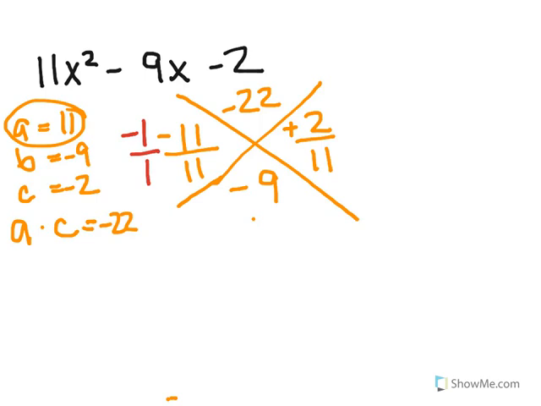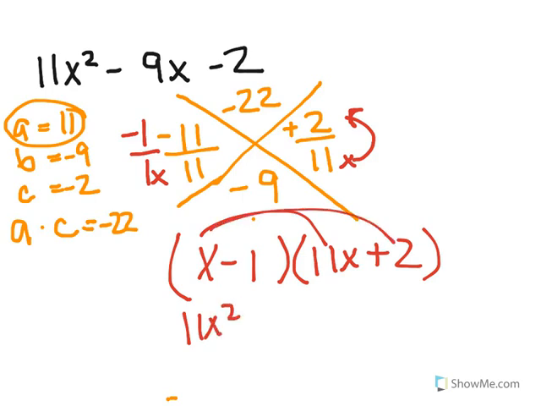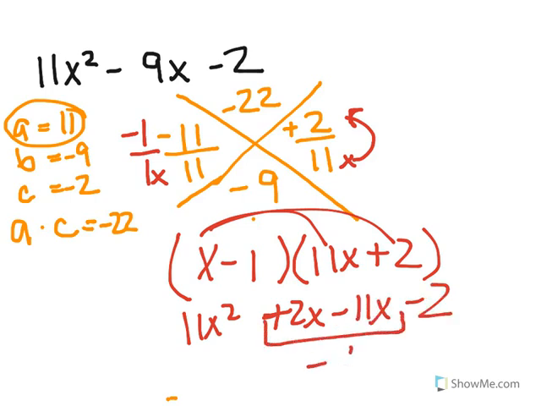And once you've reduced your fraction, we're going to put an x, and then we're going to use bottom to top. So we have 11x plus 2, and this one is x minus 1. If you want to double check it, FOIL. 11x squared plus 2x minus 11x minus 2, and our two terms in the middle give us minus 9x, and so it all checks. Boom. We've factored it.